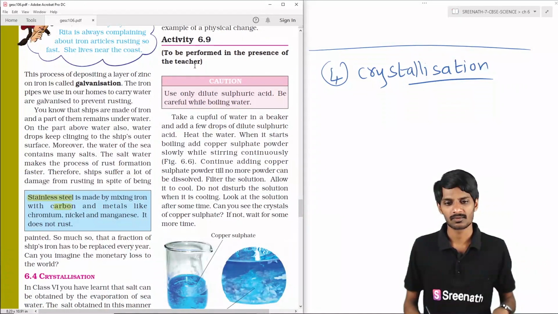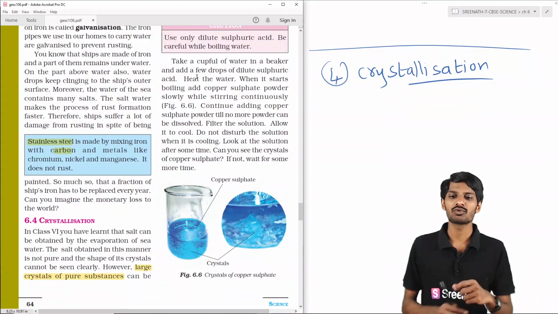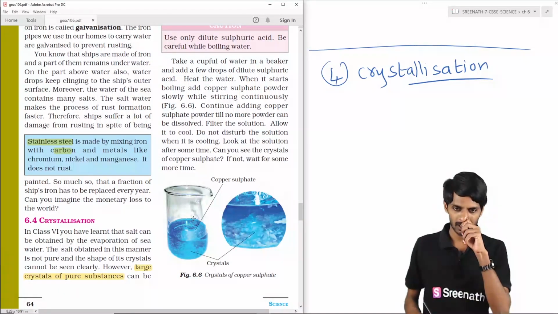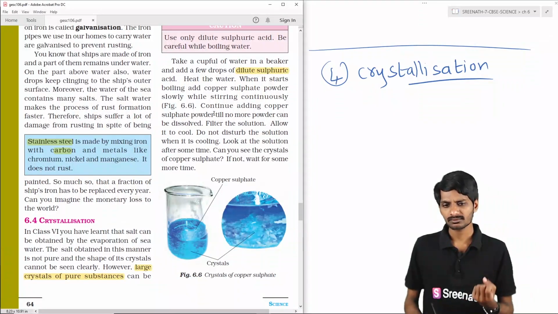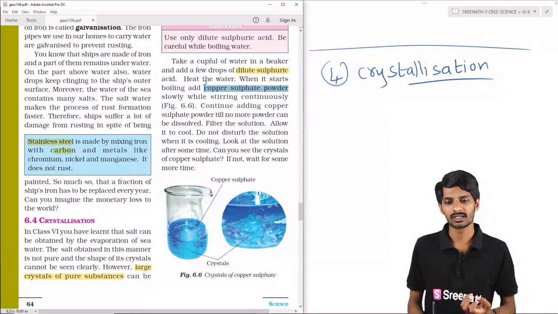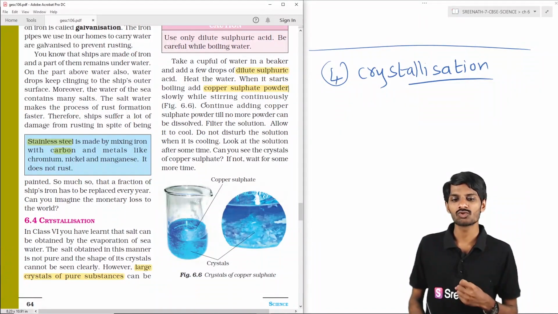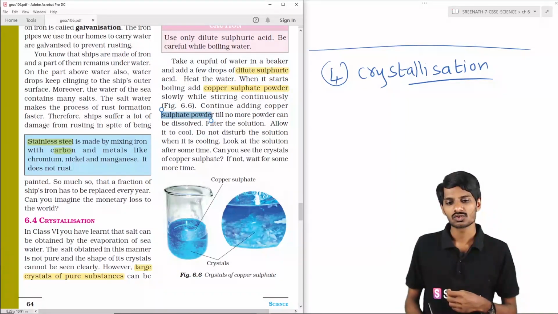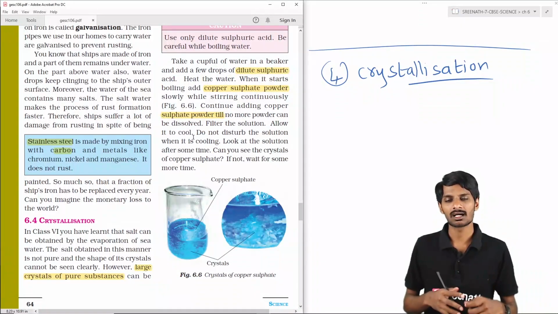Okay, students, we will do an experiment. Take a cup of water in a beaker, add a few drops of dilute sulfuric acid and heat the water. When it starts boiling, slowly add copper sulfate powder while stirring continuously. Keep adding more and more copper sulfate powder until it can't dissolve any more.